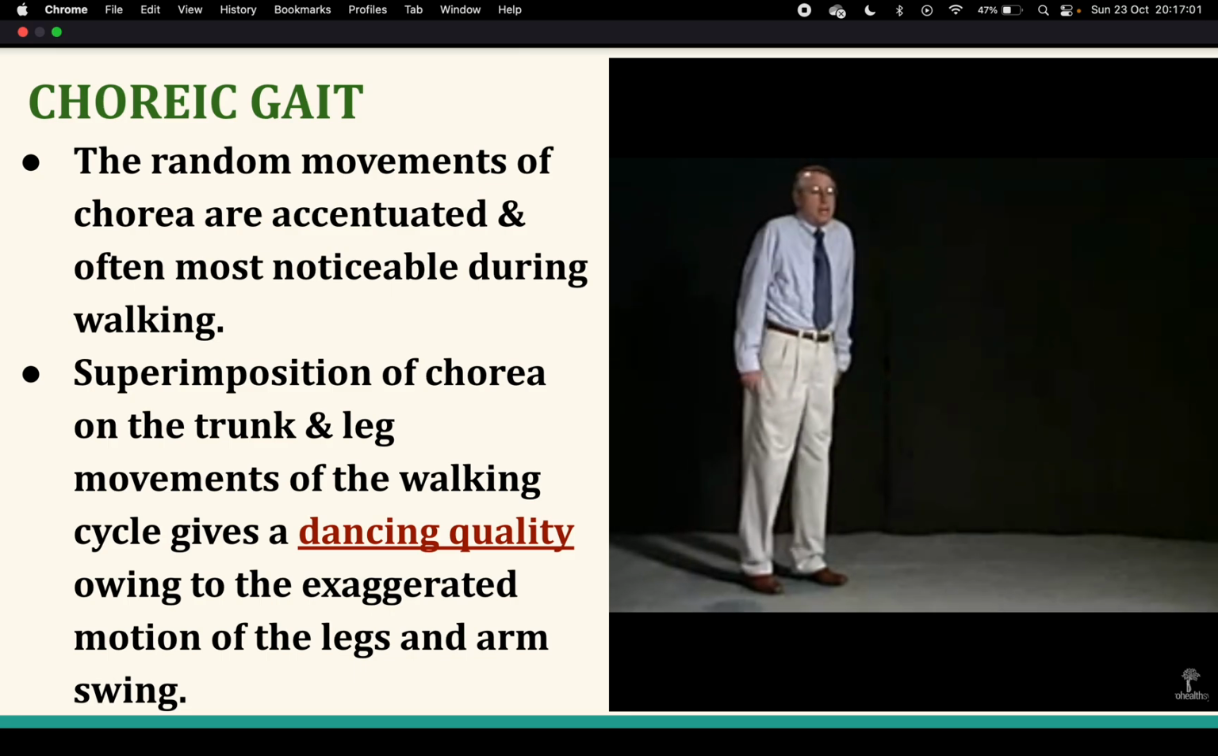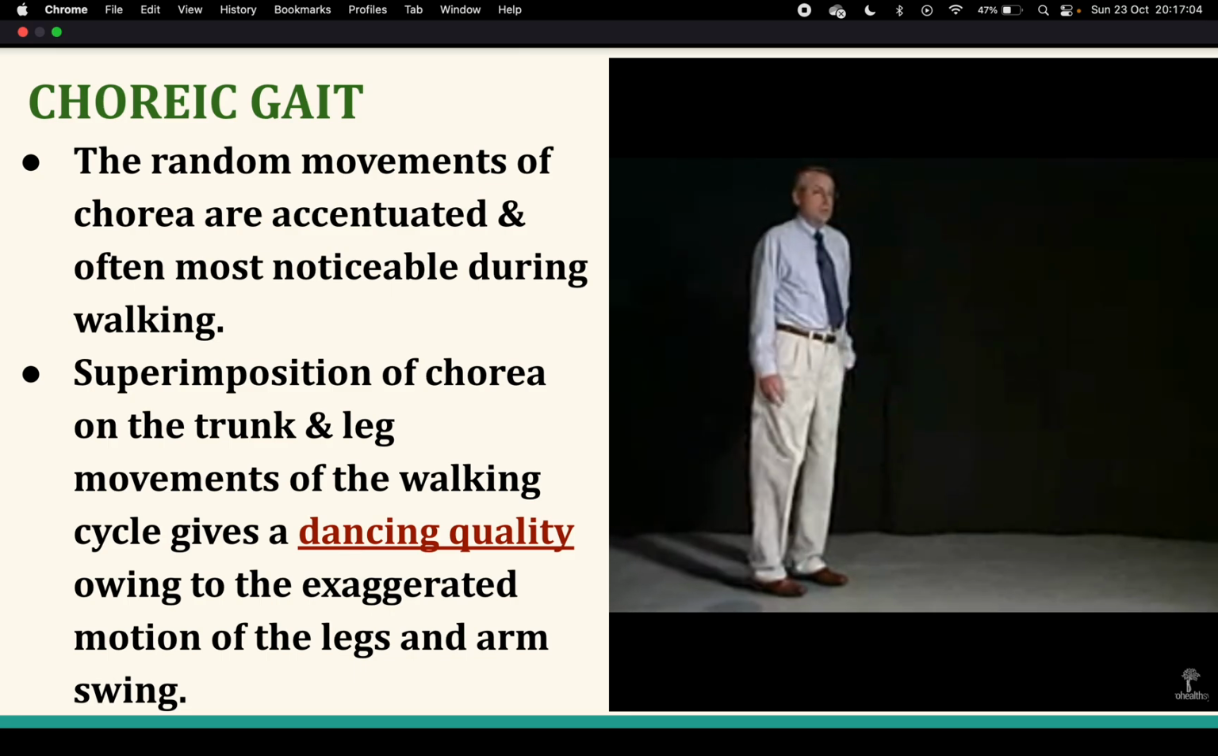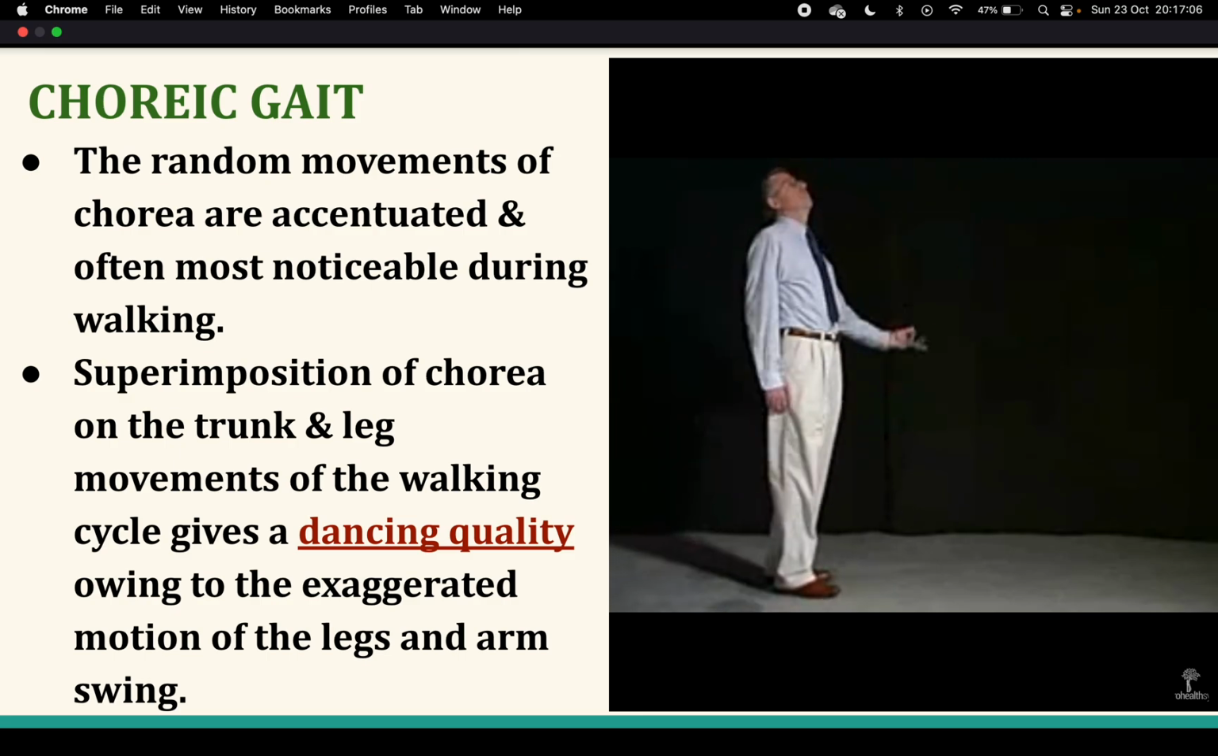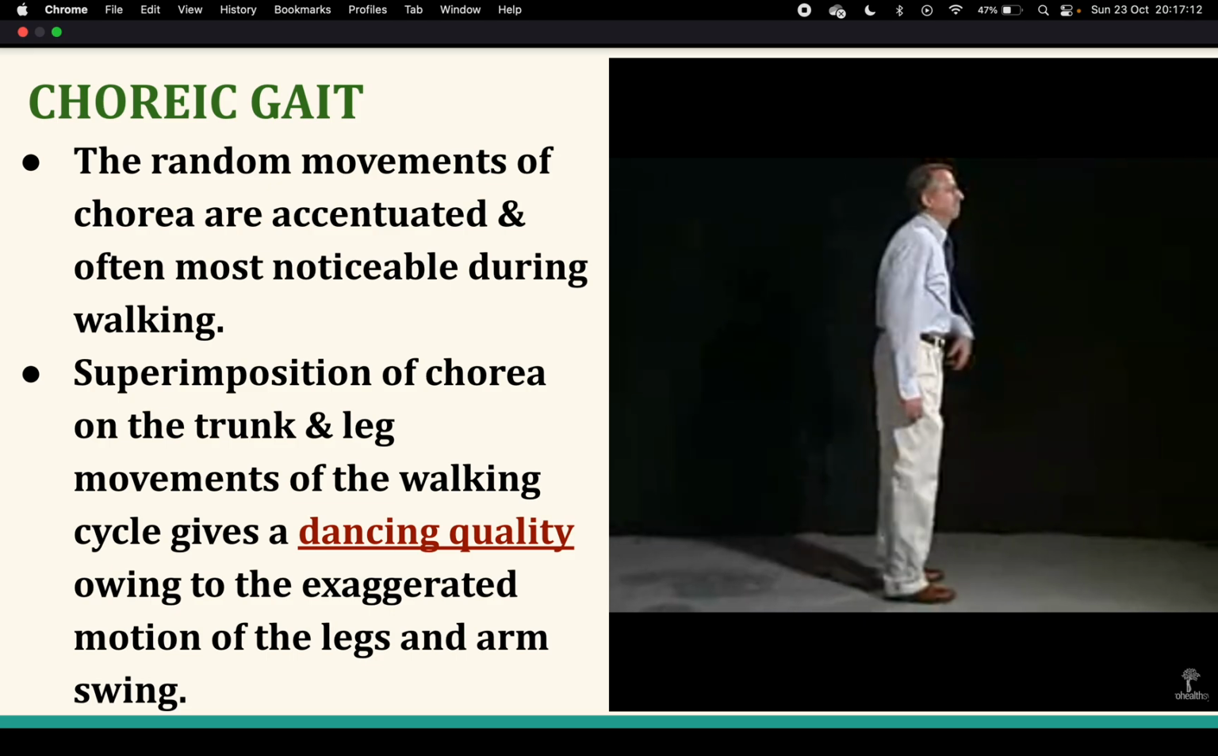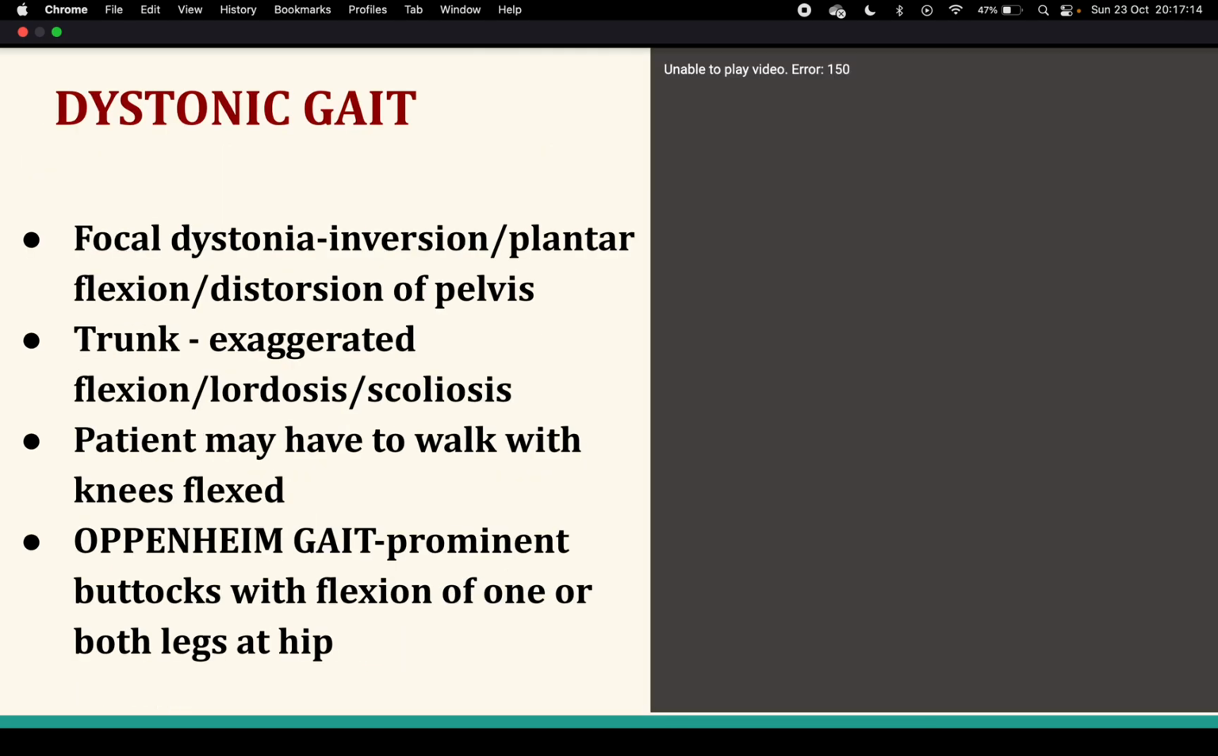These random movements of the chorea are accentuated and often most noticeable during the walk. Superimposition of the chorea on the trunk and leg movements of walking gives dancing quality. Dystonic gait is focal dystonia can be there which results in inversion or plantar flexion or distortion of the pelvis and also all the other places in the trunk. The patient sometimes may have to walk with the knees flexed also. Open-heel gait is a prominent buttocks with flexion of one or both of the legs at the hip.